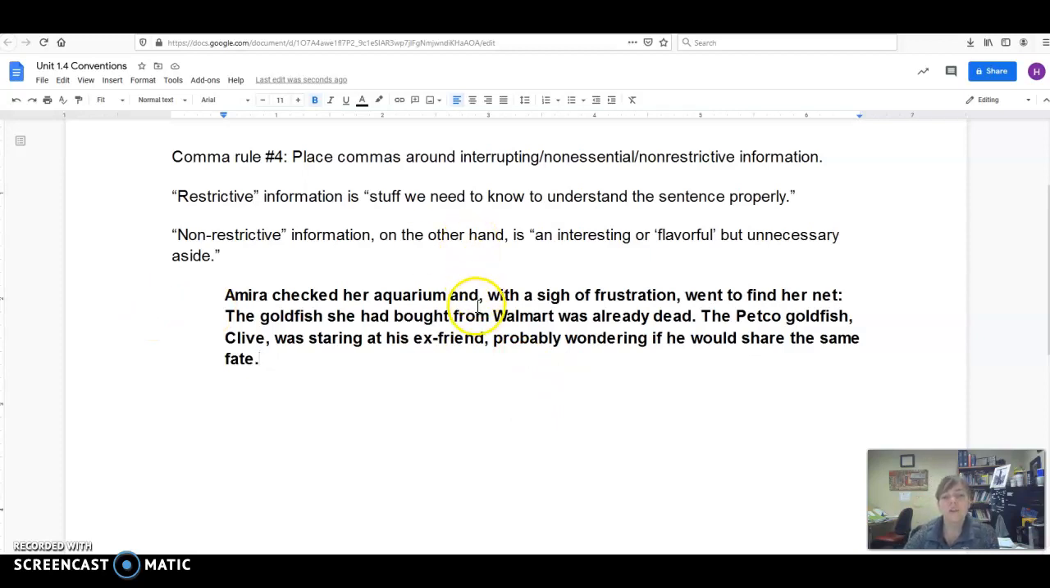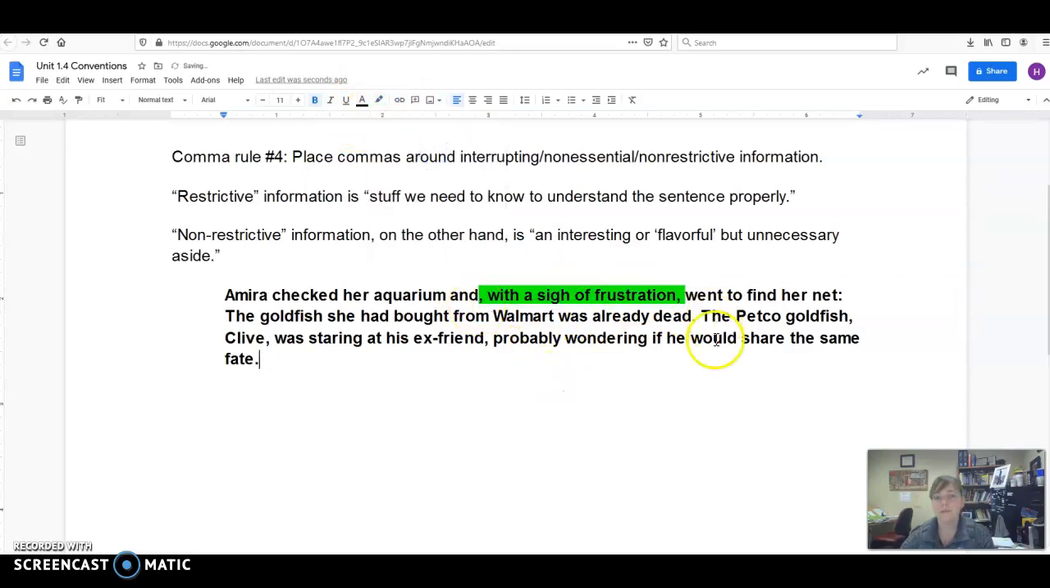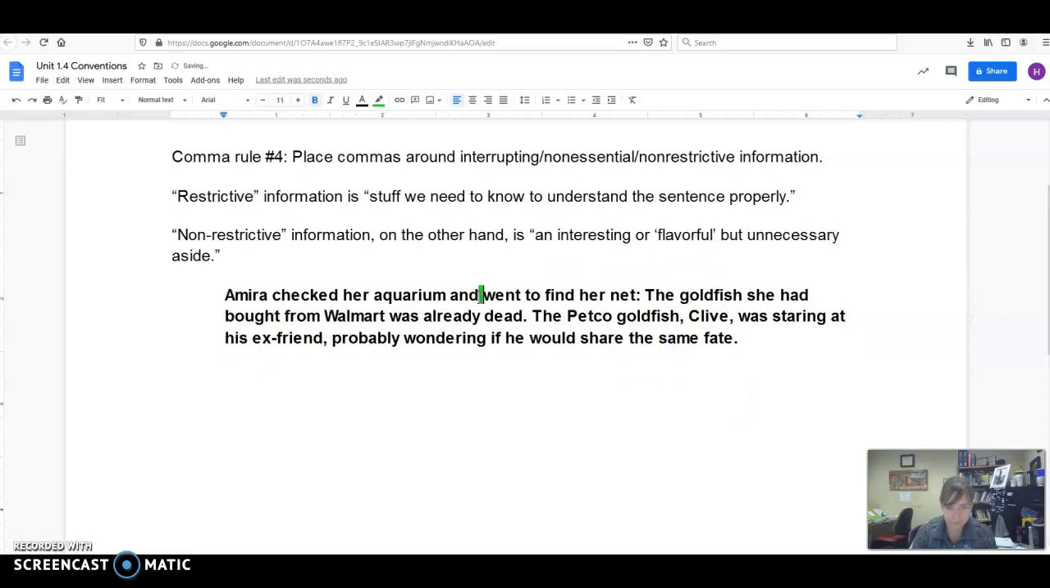Okay, so in this paragraph, we have a few examples of non-restrictive information. For instance, this right here is flavorful, it's interesting, but were we to remove this from the sentence, it would still make good sense. When information like that appears, you place commas on either side of it. Think of them almost like handles. You could lift that information out and the sentence still reads like a good sentence.